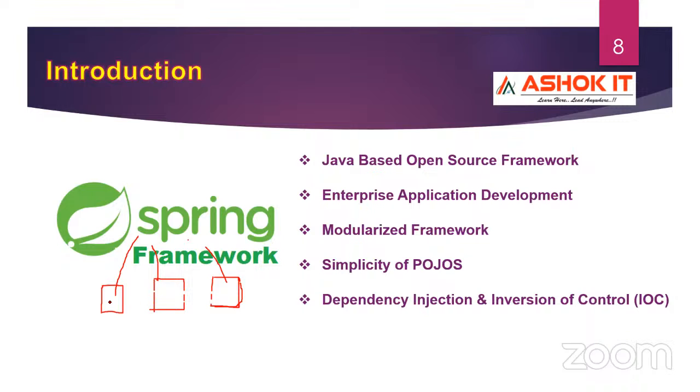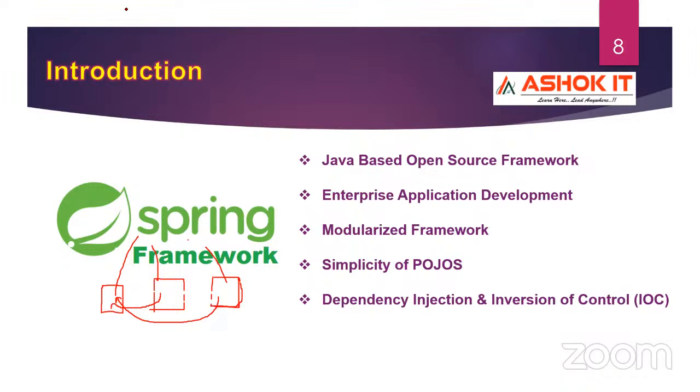For example, A class requires what? B class object and C class object. So Spring only will take care of injecting this B class object into A class and C class object into A class. Understand? As a programmer, you no need to worry. All these things will be done by whom? Spring for you.